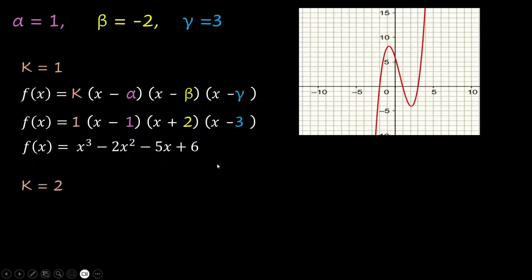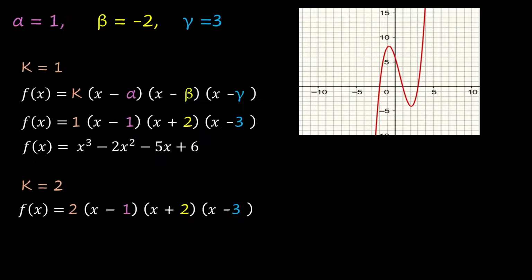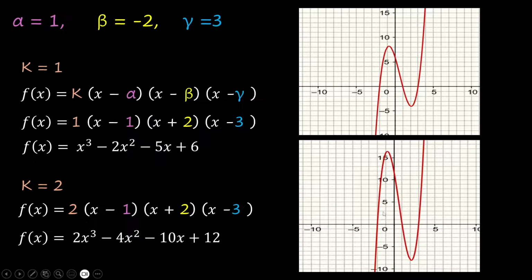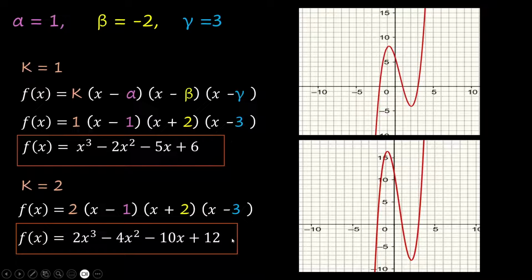Now once I put k equal to 2, my polynomial becomes this. Now if you plot this on a graph, the graph looks like this. Once again, we have the roots at the same place. The roots are the same, right? It's -2, 1, and 3. But this graph looks a bit stretched. It looks longer than this one. So for different values of k, we have different looking polynomials and different looking graphs.